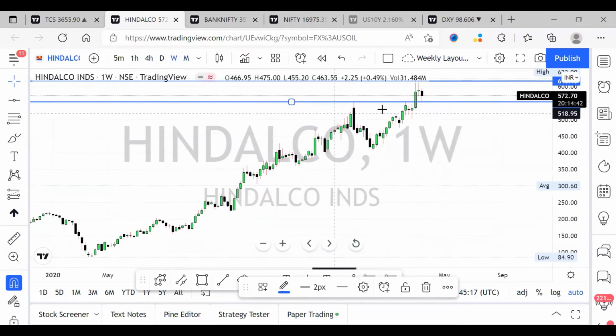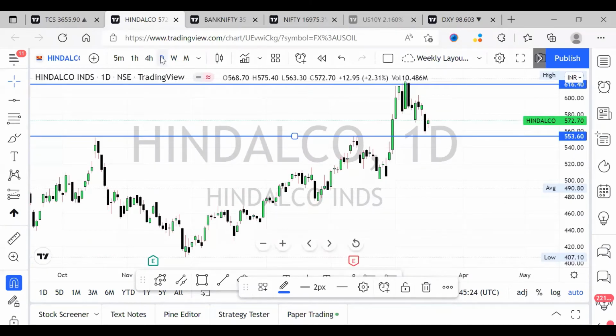On the weekly, it's starting to shift, starting to go to the downside. We now look from the daily's point of view.